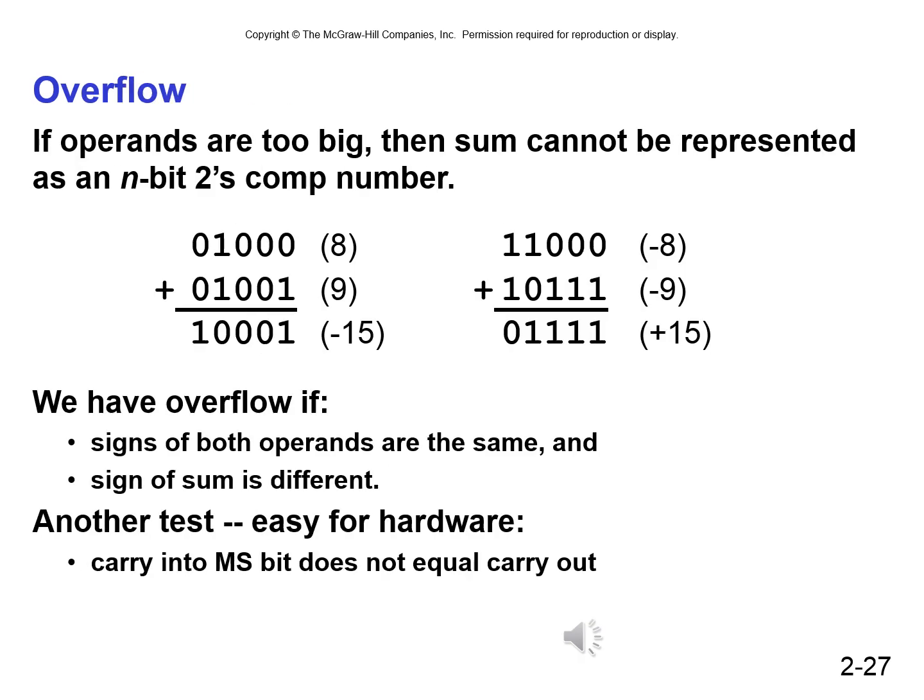Next up, overflow. If the result of two operands, the sum, let's say, is too large to be represented in the number of bits being used, you get what's called overflow. And so if signs of both operands are the same and the sign of the sum is different, you've got an overflow issue. And another easy test for the hardware is if the carry into the most significant bit does not equal the carry out.